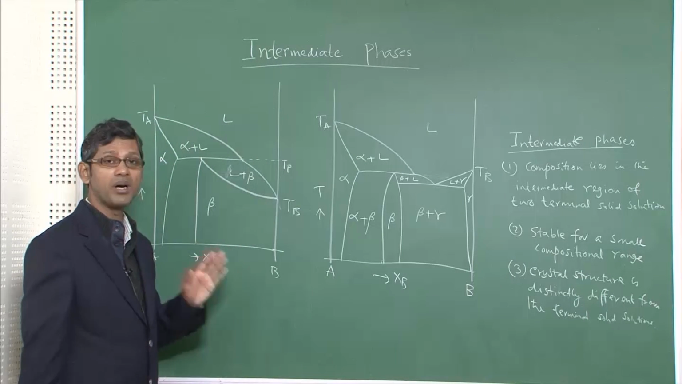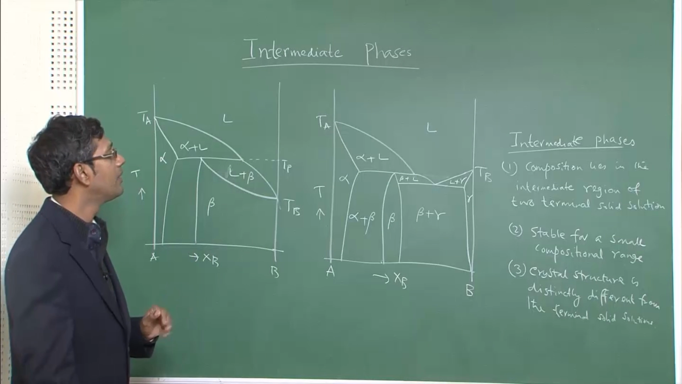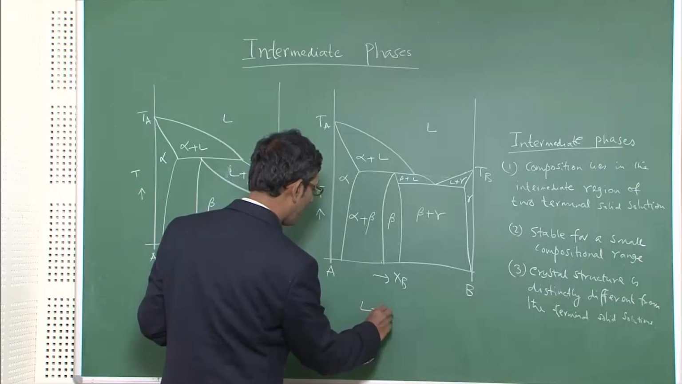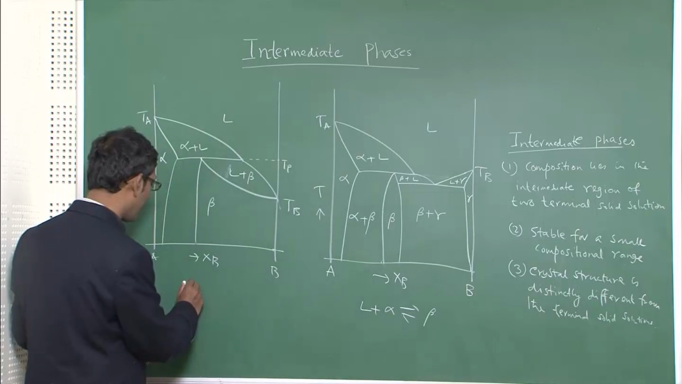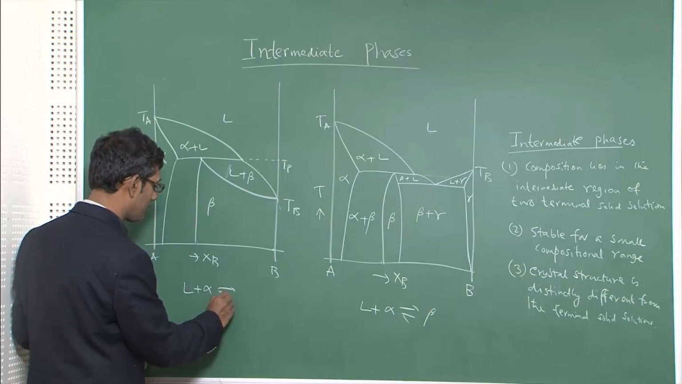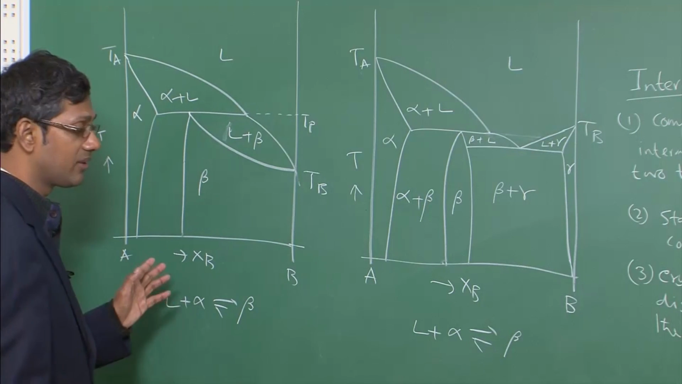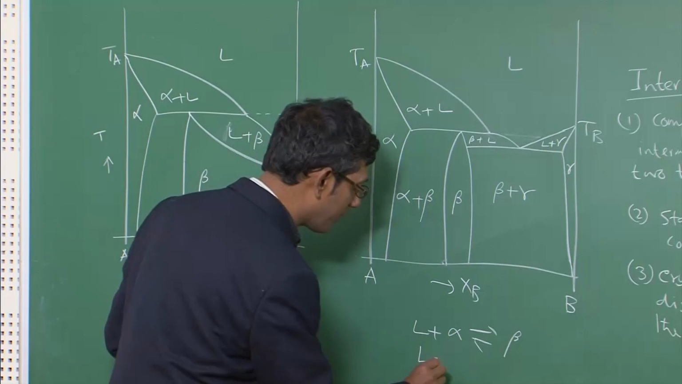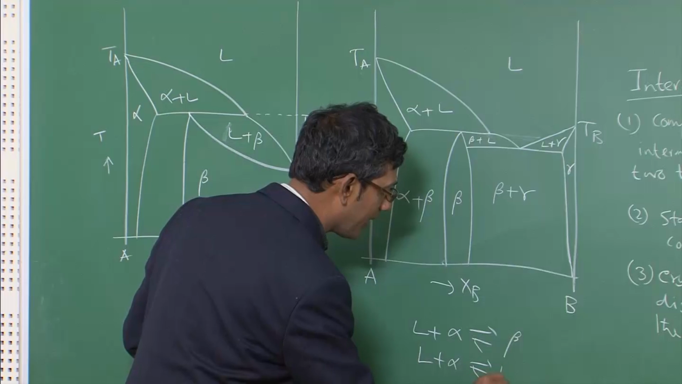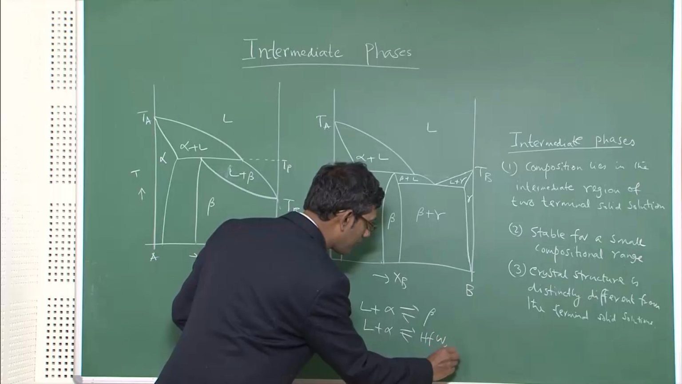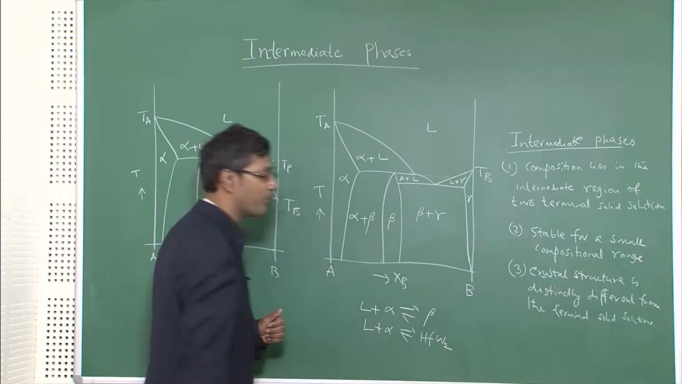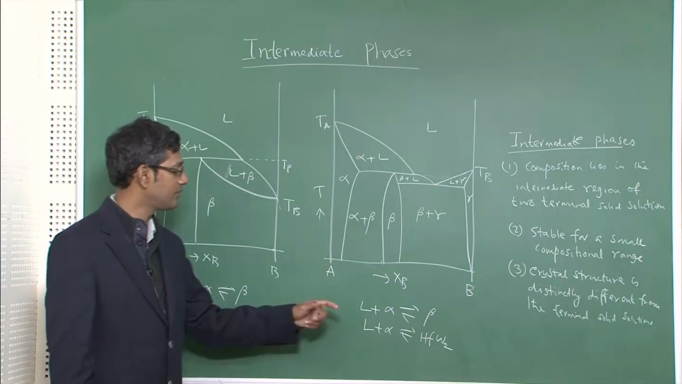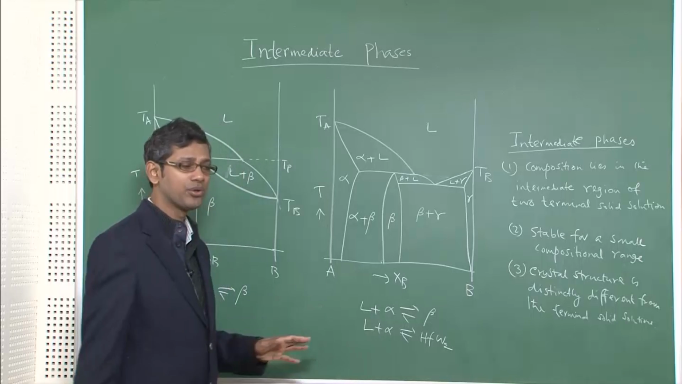That is the difference you must make out from this diagram. Here beta forms by this reaction, here also beta forms by this reaction, same reaction, but the things are different. One example of this is in the hafnium tungsten phase diagram. There is a phase called HfW2 that forms as a peritectic reaction. So, there are a host of phases.